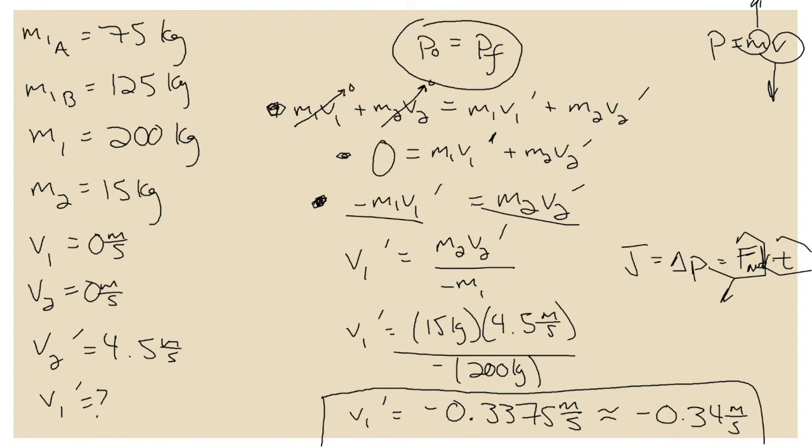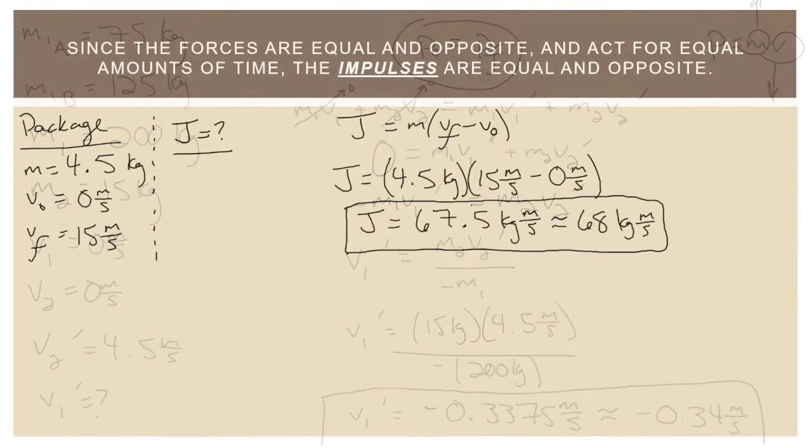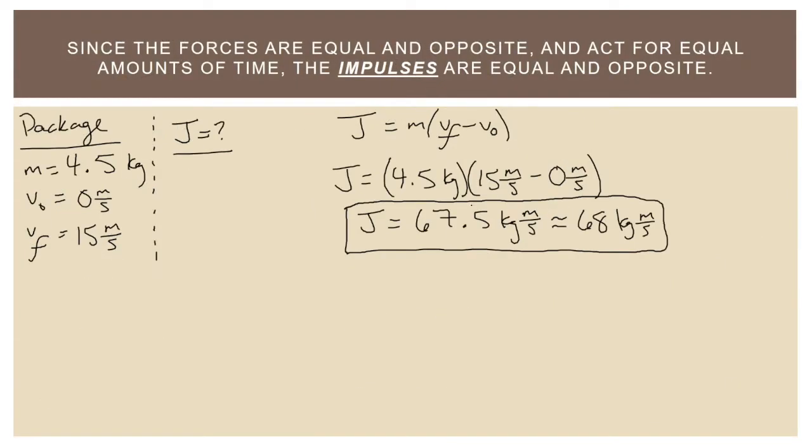They started with 0 momentum together. They finish with 0 momentum together, and that just means they have momenta at the end, which cancel each other out. And that's because they had impulses that were equal and opposite, and we can demonstrate that with basic calculations. Since the forces are equal and opposite, and they act for equal amounts of time, the impulses are equal and opposite. So let's take a look at the impulse calculation for the package.